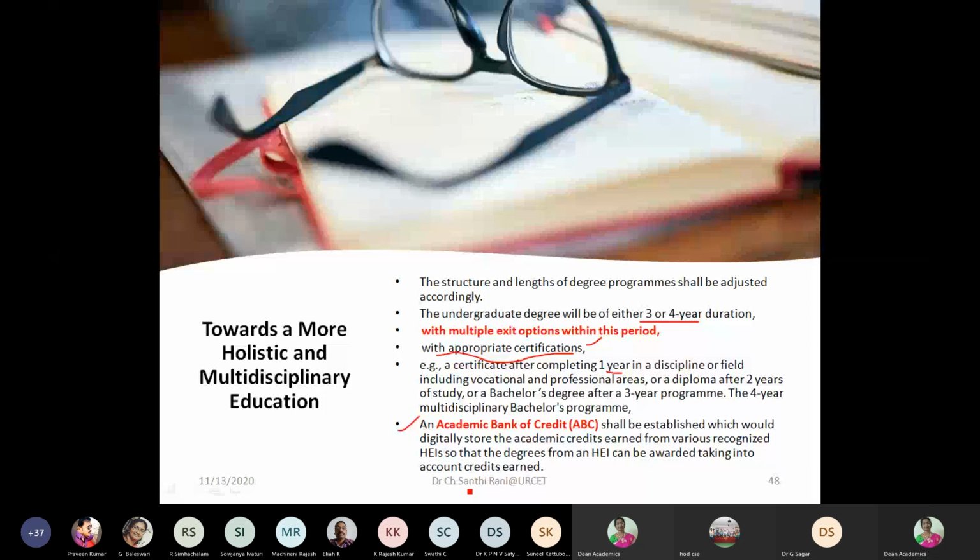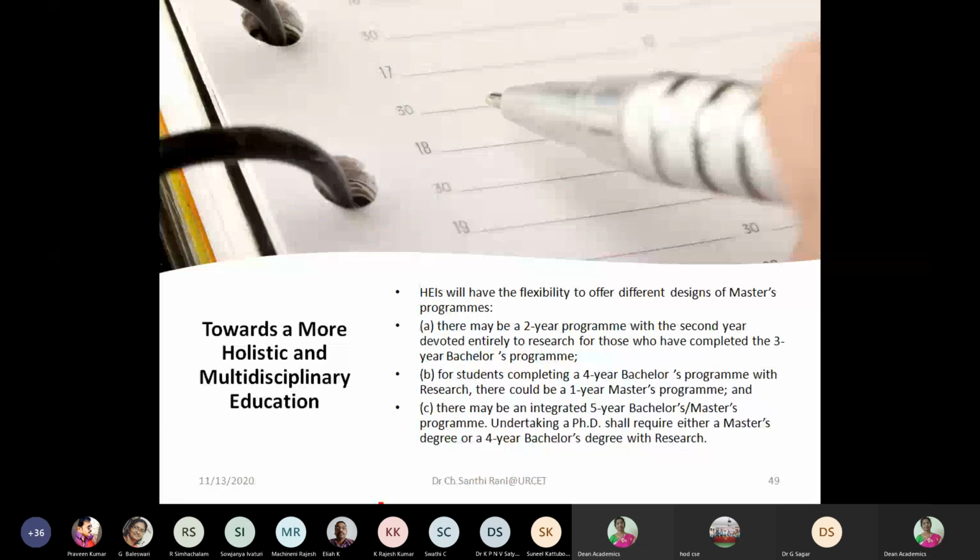So for that, what the institution has to do, an academic bank of credits shall be established which would digitally store the academic credits earned from various recognized higher educational institutions, so that a degree from a higher educational institute can be awarded taking into account credits earned. For example, if I join one educational institution, I will be studying here, but at the same time, through online, I will be doing my courses and I will be getting my credits. Those credits will be considered in my parent institute and they are going to give a degree. So like that, academic credit bank we are going to maintain. So like that, 2 years program, then 4 years bachelor degree program, 5 years, all these we are going to have some sort of flexibility.